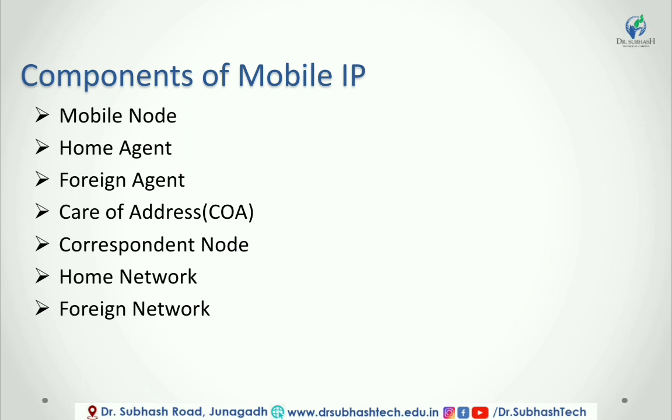Next component of mobile IP is the home network. The home network is the subset the MN belongs to with respect to its IP address. No mobile IP support is needed within this network. Foreign network: the foreign network is the current subset the mobile node visits and which is not the home network. So these are the components of mobile IP.